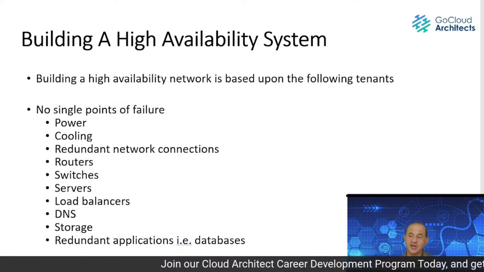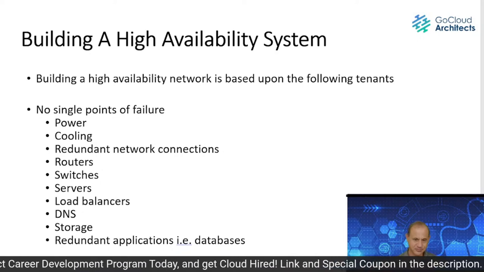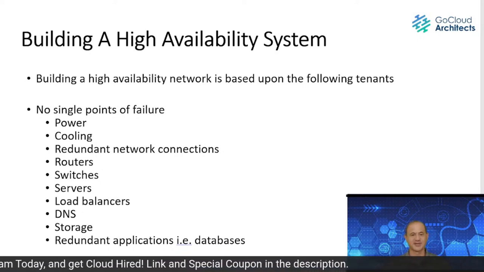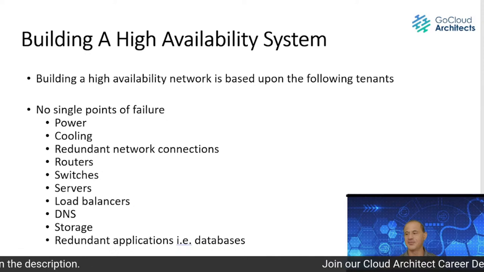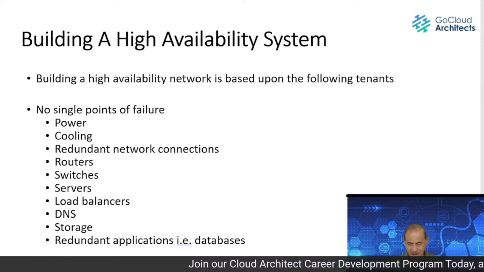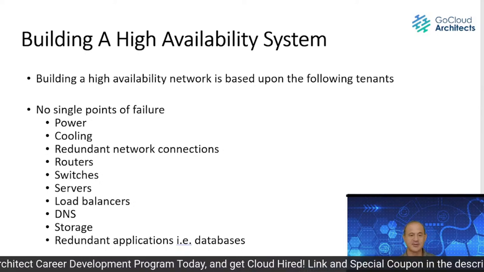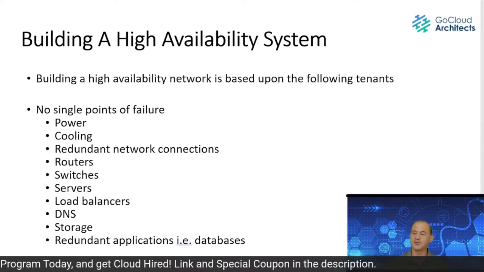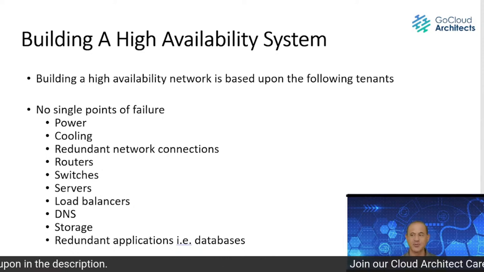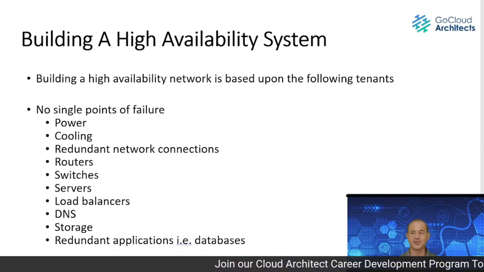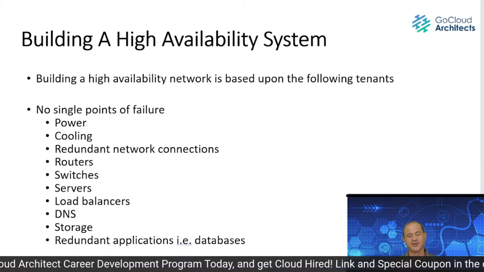So how do you build a high availability system? Well, no single points of failure. I want you to think about what that looks like, what we've talked about over this last week. Redundant power. That means redundant transformers coming into the building. That means redundant uninterruptible power supplies. It means redundant generators. It means redundant cabling, and it means redundant power distribution units. It means two sets of cooling air conditioners in there, not just one. It means networking connections need to be redundant. One is none, two is one, and three is greater than two. It means your routers should have multiple control modules, multiple power supplies, and they should be redundant routers. It means you should have redundant switches and redundancy in your switches.